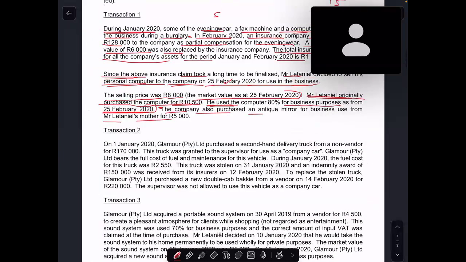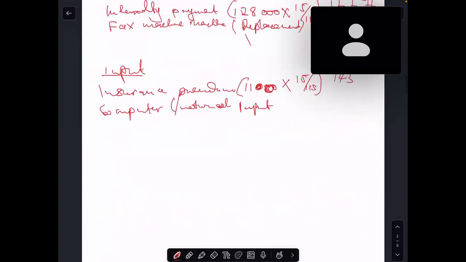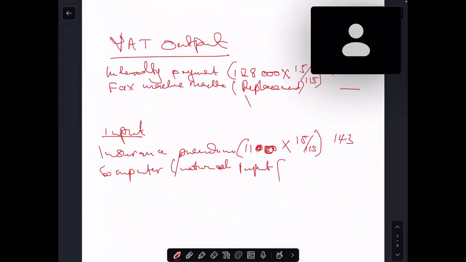We are told that the market value, the selling price was 8,000, which is the market value. And the cost of this asset was how much? 10,500. So the lower of the two is 8,000. And again, when it comes to notional input, whether they say to you the amounts are inclusive or exclusive of VAT, you always use 15 over 115.